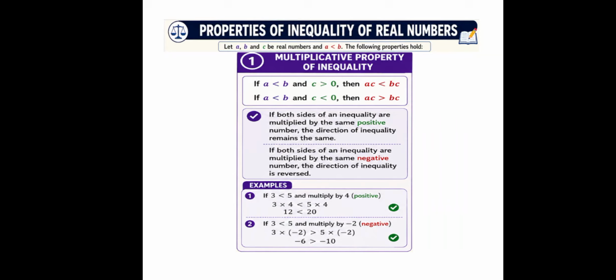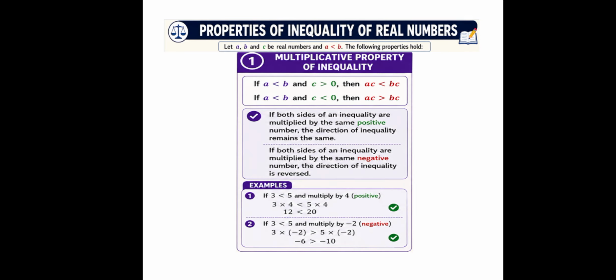Okay, today we are going to start properties of inequality of real numbers. In the previous video we have done three properties. Now we are going to start the fourth property. What is the fourth property? The fourth property is the multiplicative property of inequality.